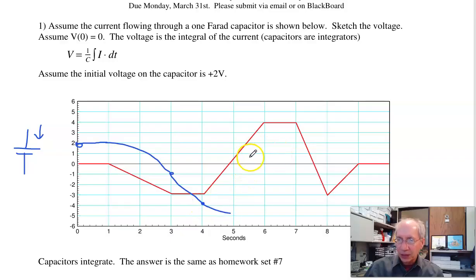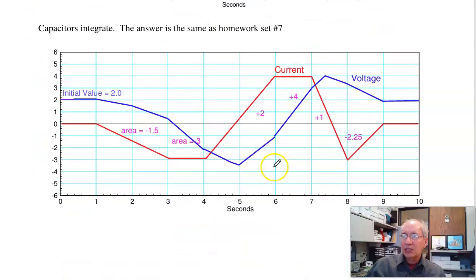I'll then go up. So this area is about plus 2. I'll go up 2. Go up plus 4, this area. 1, 2, 3, 4. Go up another 1-ish. Then come down. This area is about minus 2. And then I stay constant. So that's what the voltage is going to look like. It's just like we did before. You just integrate. Add the area under the curve.